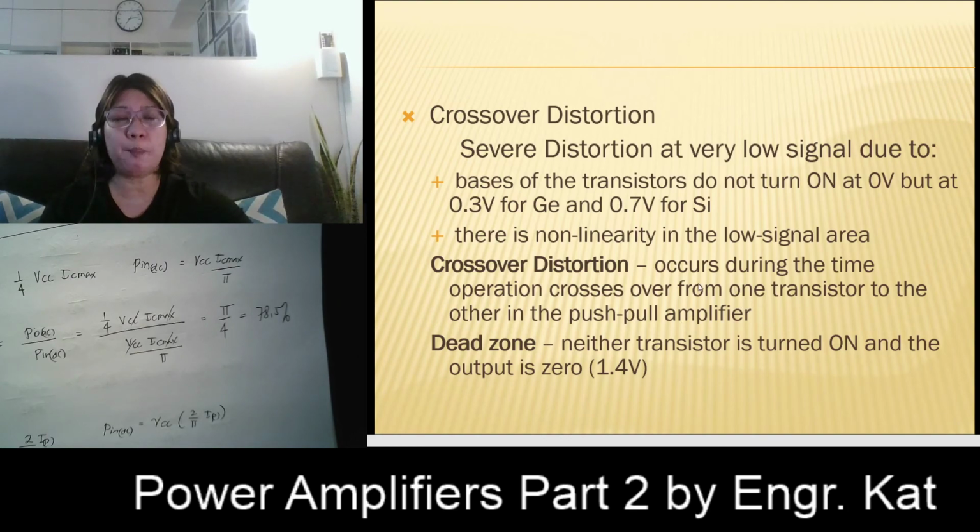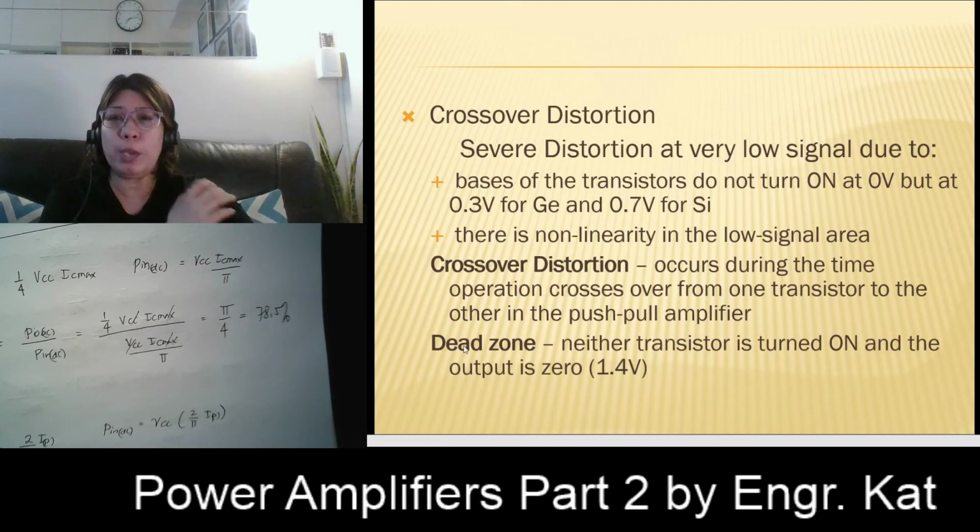So in a push-pull amplifier, when the first transistor is in the on state, the second transistor must be in the off state. And when the second transistor is in the on state, the first transistor is in the off state. But there is a time when the first transistor is already off and the second transistor is not yet turning on. That is the moment when crossover distortion occurs.